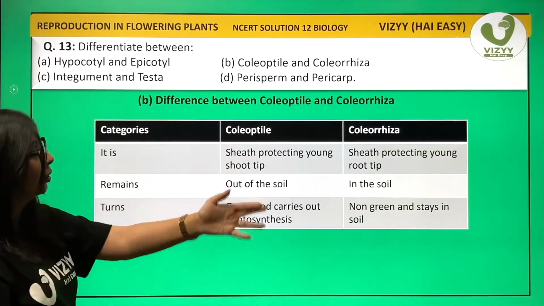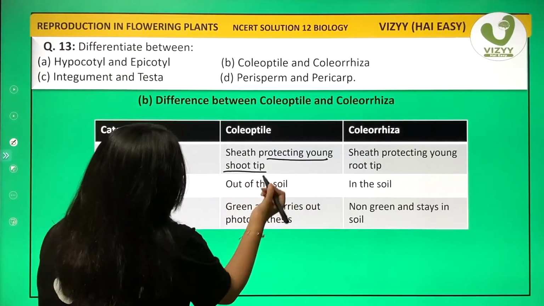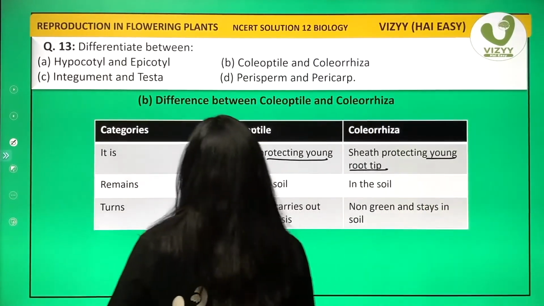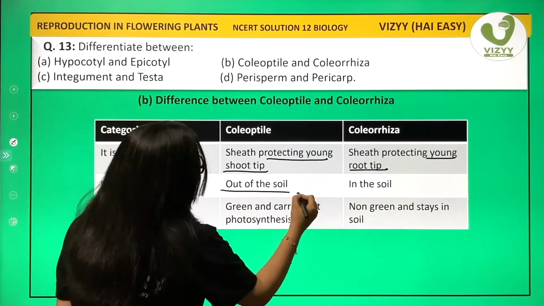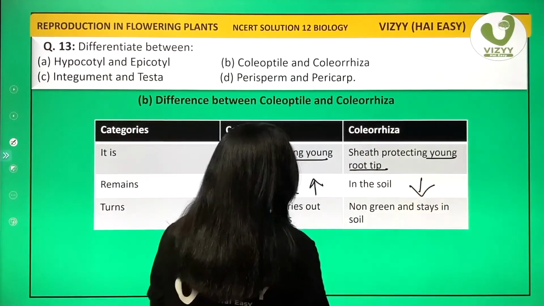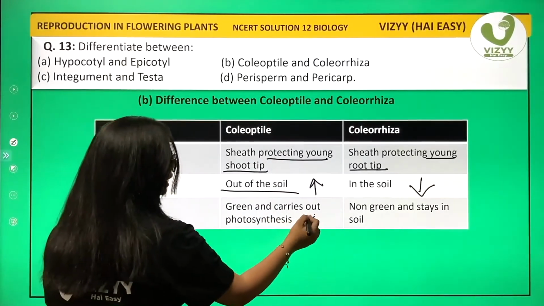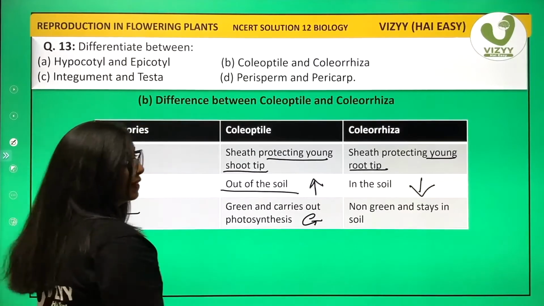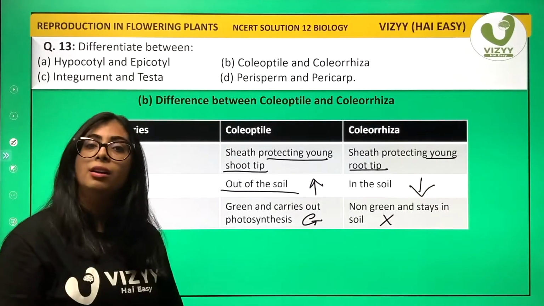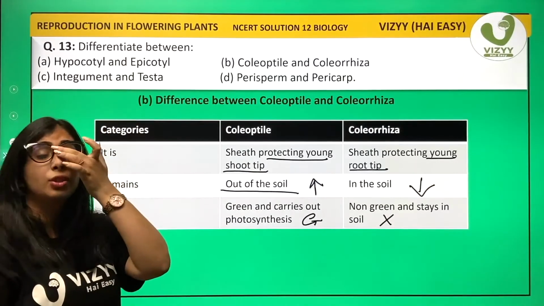What are coleoptile and coleorhiza? Write: coleoptile is a sheath protecting young shoot tips, whereas coleorhiza is a sheath protecting young root tips. Coleoptile remains outside of the soil, coleorhiza remains inside of the soil. Coleoptile turns green and does photosynthesis, whereas coleorhiza does not turn green and stays in the soil. So this is how you're supposed to write the difference. So we are done with 2 differences.